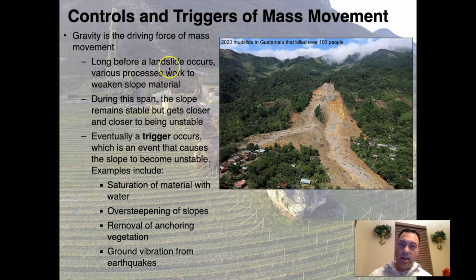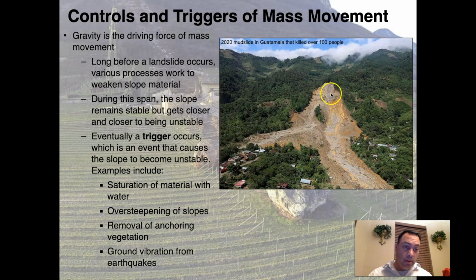So long before a landslide occurs, various processes work to weaken slope material. It could be the removal of vegetation. It could be the destruction of minerals through weathering, whatever it is. And during this span, the slope remains stable but gets closer and closer to being unstable. In other words, it can hang out there for a very long time, be stable, be functional as a shoulder slope to a mountain, and then one day it's not enough, right? There's going to be a trigger. So eventually a trigger occurs, which is an event that causes the slope to become unstable. So it goes from stable to unstable.